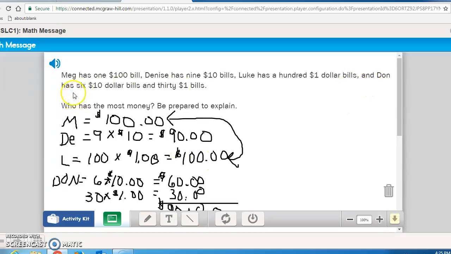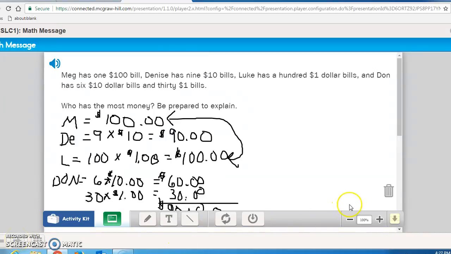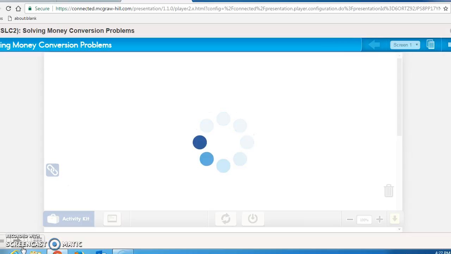And finally, Don has 6 $10 bills, so I wrote down Don and put 6 times 10 equals 60, and 30 $1 bills, so I put 30 times $1, which equals $30. When I add up Don's total, I added 60 plus 30, which gave me 90. Based on this information, we know that Meg and Luke have the same amount of money, $100. They just got their $100 a different way.